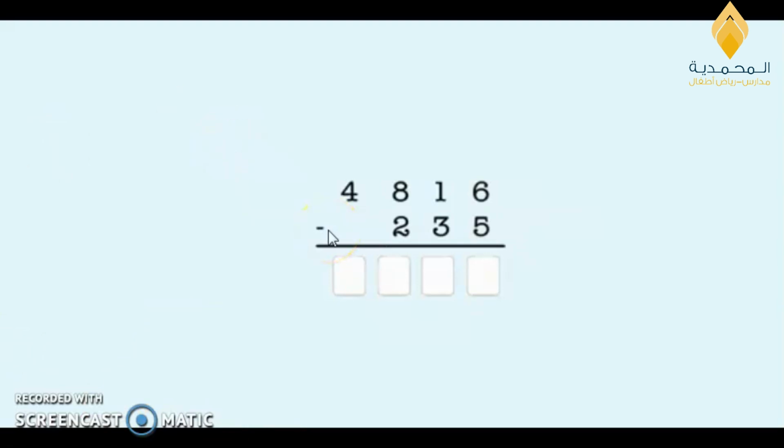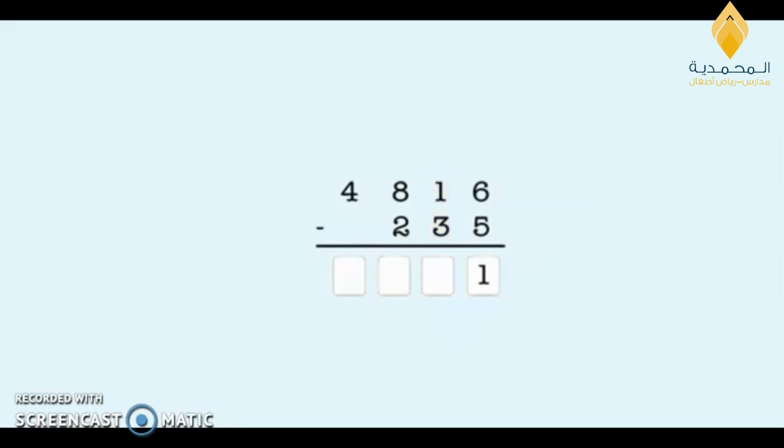For example, if we have 4,816 minus 235. As you can see, the digits are lined up like this: ones, tens, hundreds, and thousands. There is no thousands place in the second number. And we should start subtracting from the ones place, then the tens, then the hundreds, then the thousands. First, we will start from the ones place, which is 6 minus 5 is 1.